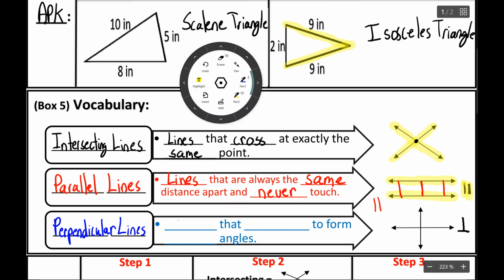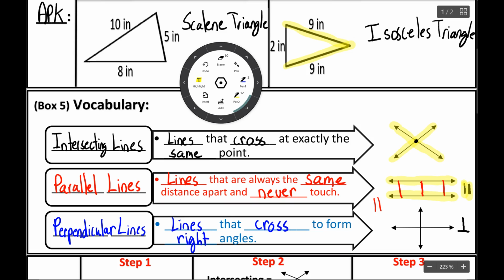All right, these are lines that cross to form right angles. Or you can even say lines that intersect. Intersect just means that they cross, right? Okay, so lines that cross to form right angles. Mr. Arevalo, what are you talking about?